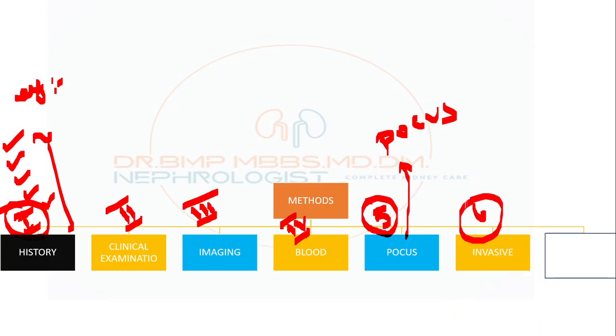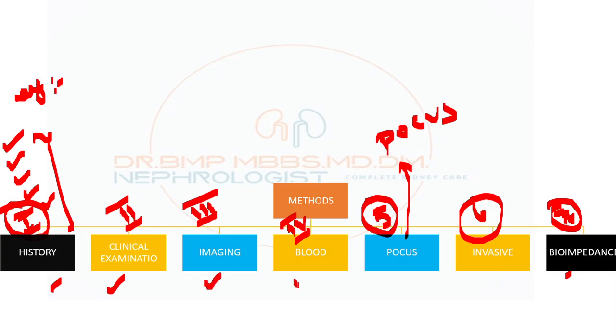Then invasive methods. Invasive means some injections or needles are used, some foreign body is sent inside the patient's body, and the diagnosis of volume status is made. Those are the invasive techniques. And the last one is bioimpedance, which we use more specifically in CKD patients, renal involved patients. So these are all the methods with which volume status of a patient can be assessed.